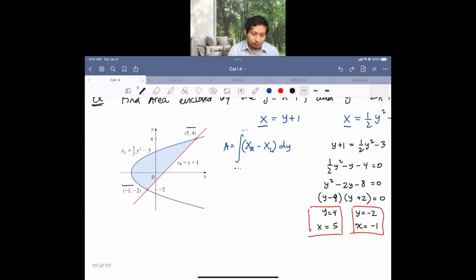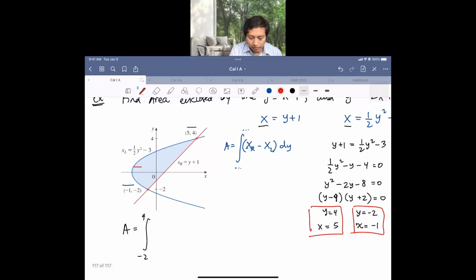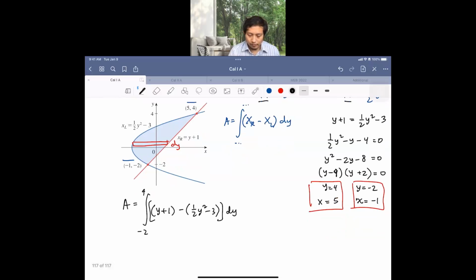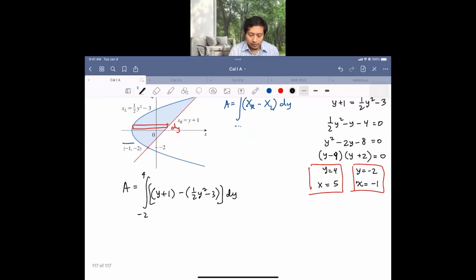So we set up the area by taking this from -2 to 4. Okay. Now we are looking at the rectangle of dy. So we will have y plus 1, okay, y plus 1 minus half y squared minus 3 and dy. Okay, I think we can solve this.